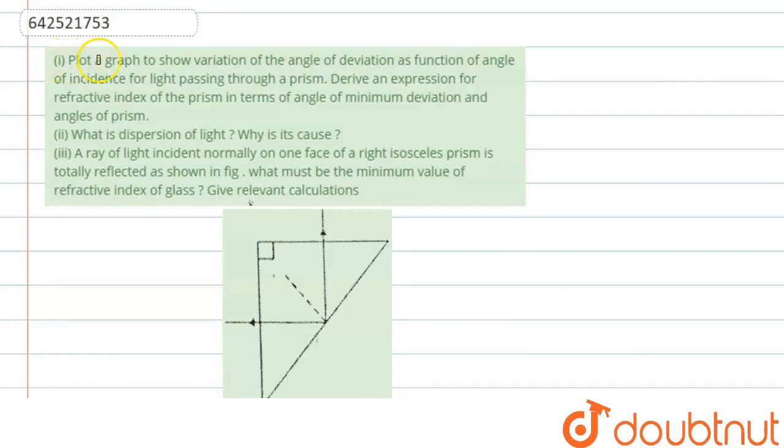Hello everyone, let's start the question. Question says that plot a graph to show variation of the angle of deviation as a function of angle of incidence for light passing through a prism.